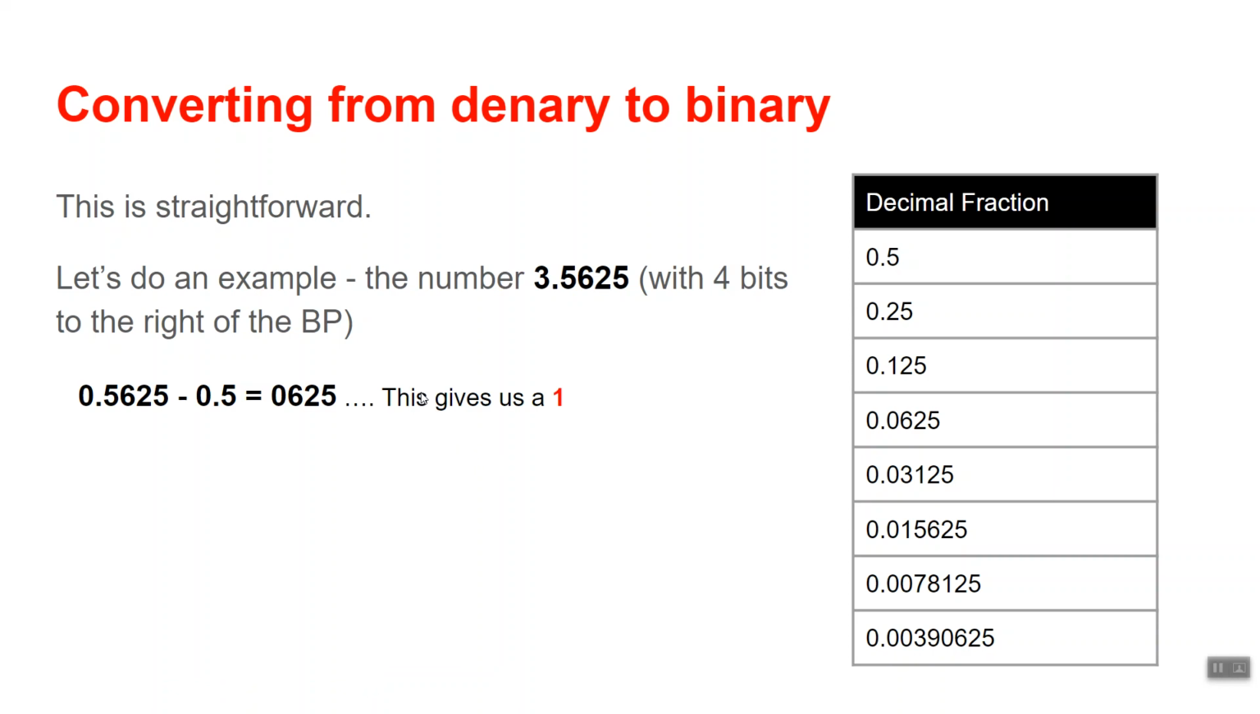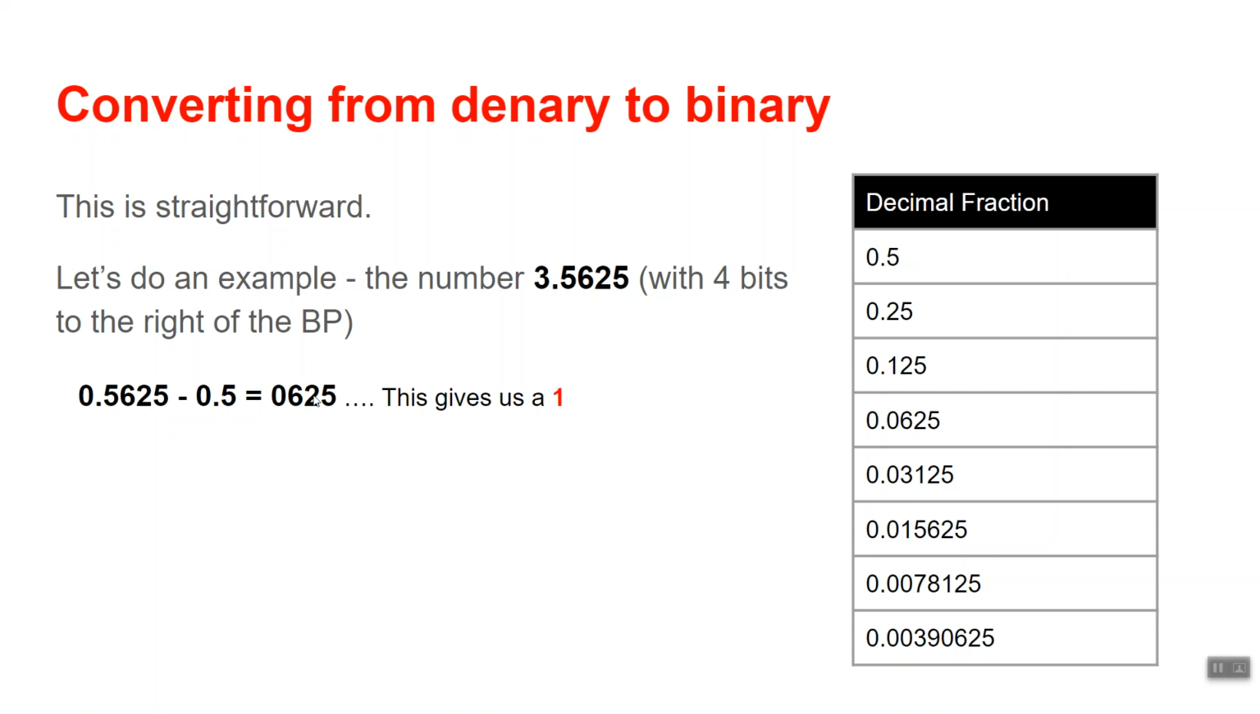So this is what we do. First of all, we would take 0.5625 and subtract a half from it, or 0.5. Because that's our first bit in the fraction part of our number, that would give us a 1. The reason it would give us a 1 is because we are able to perform that subtraction. It's not the result of the calculation, but we put a 1 there if we are able to subtract and a 0 there if we can't. So we can subtract this half from that, and that gives us 0.0625.